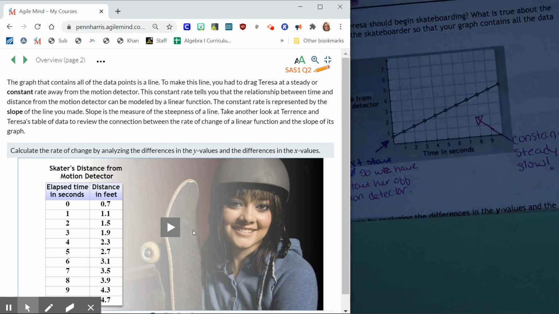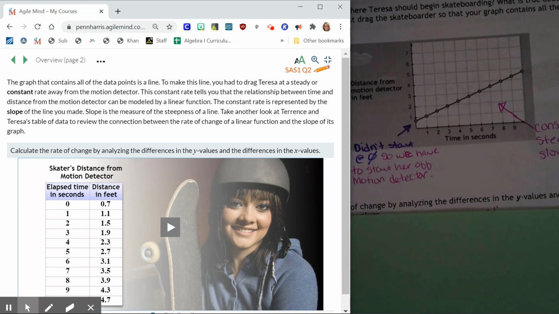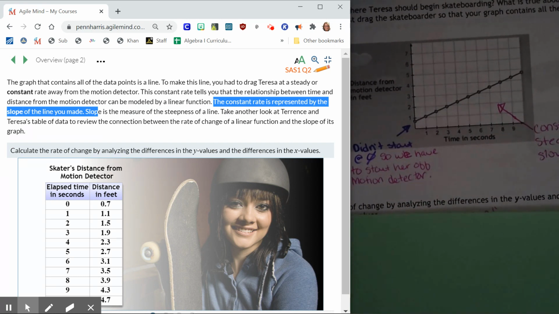So again, guys, what we have here is the table, but there are some things that I want to take note of. This graph over here contains all of those data points. I know because we made them. To make this line, we had to drag Teresa at a very steady, constant rate. And that constant rate told us the difference between the time and her distance in feet from the detector. This constant rate represented the slope. Okay, that's a new keyword for us. I'm sure several of you guys have heard that before.